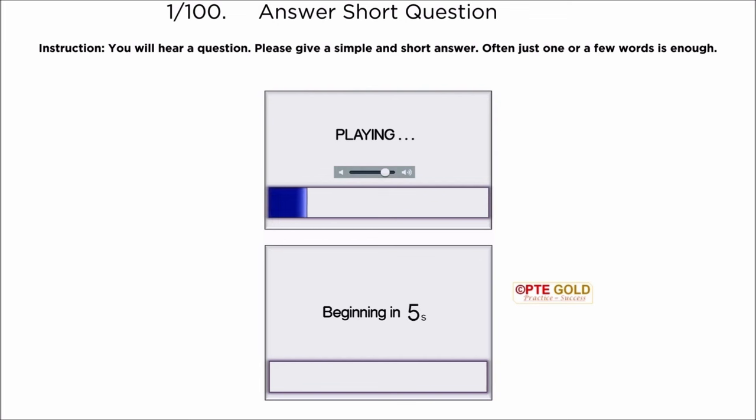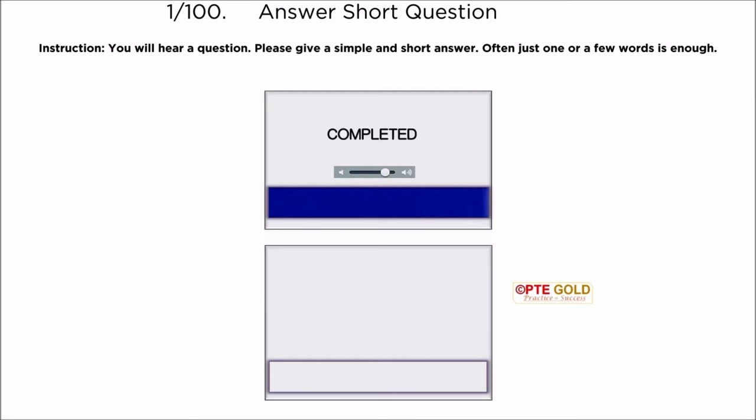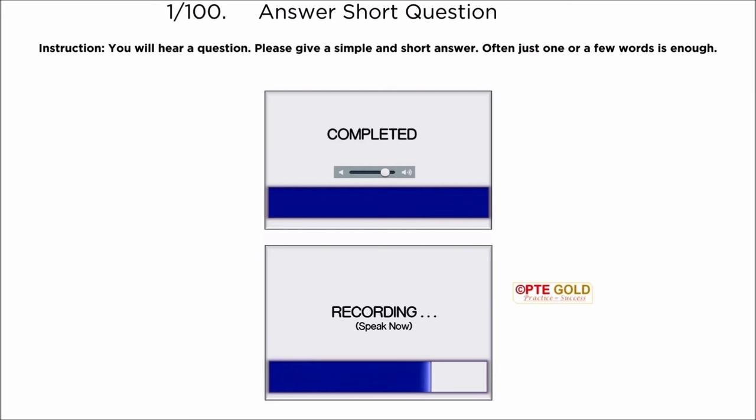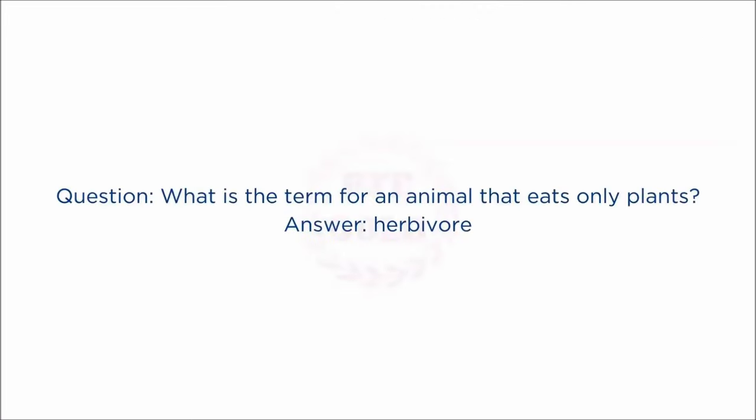What is the term for an animal that eats only plants? Herbivore.